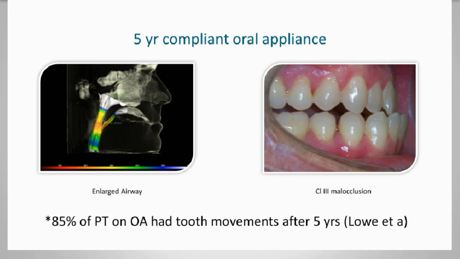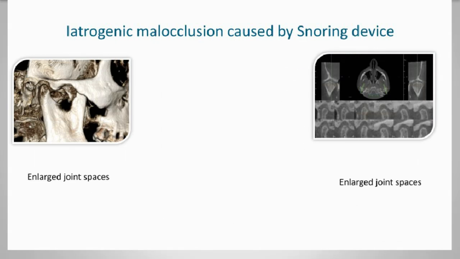A study from Lowe et al. reported 85% of patients on oral appliances had tooth movements after 5 years. So the research seems pretty clear that you can expect teeth to move on patients who love their oral appliances. Of great concern is what's happening at the level of the condyles in the joint space. As expected, this patient now has very enlarged joint spaces. You can see through the tomographs here.